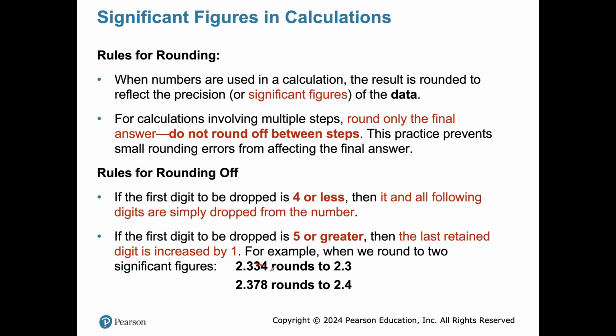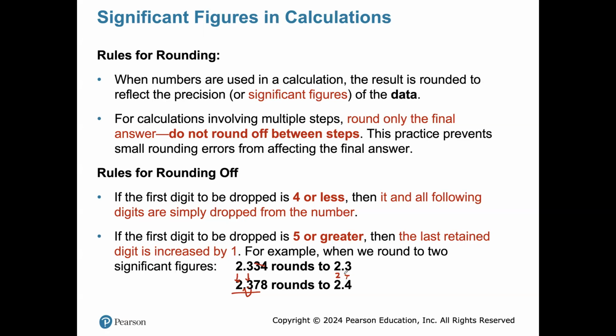If the first digit to be dropped is 5 or greater, then the last retained digit is increased by 1. For example, in this number, 2.37, we want to round to two significant figures. Start with 2, and we're keeping 2 and 3, and we'll drop 7. 7 is the first one to be dropped. It's greater than 5, so the 3, the last retained digit, is going to increase by 1. That should be rounded to 2.4.